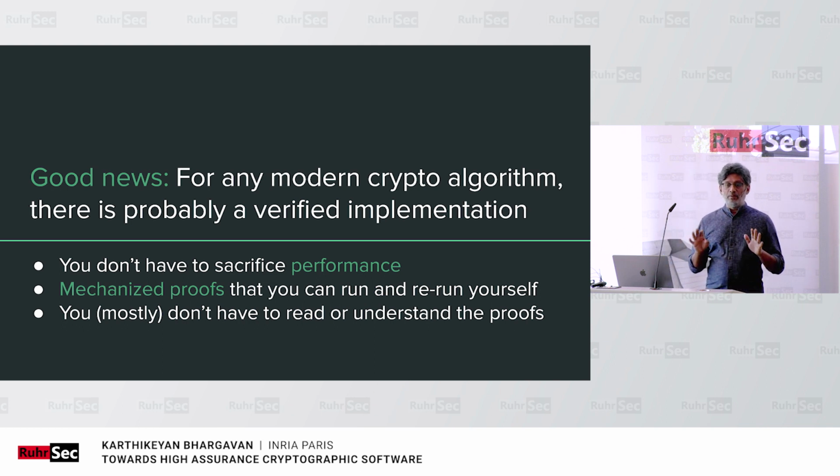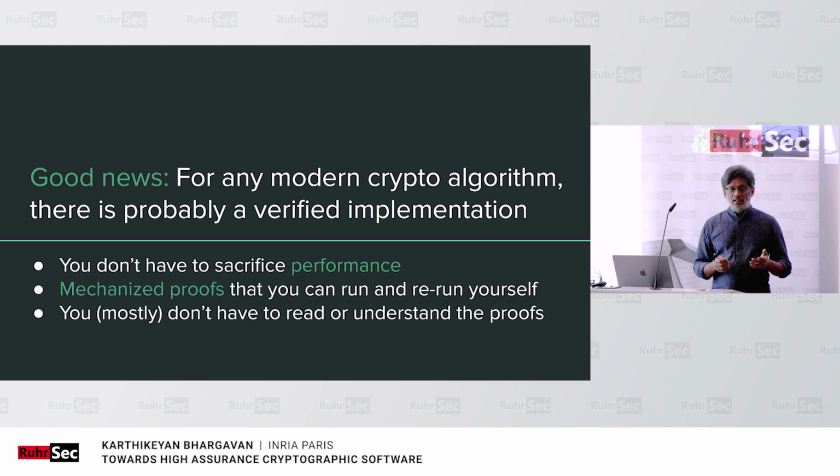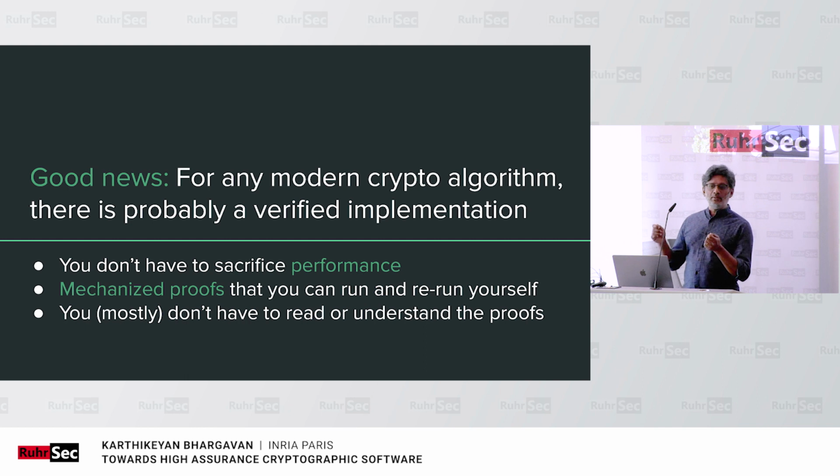A lot of the implementations which are formally verified are as fast as, and in some cases faster than, unverified crypto. So there's no sacrifice of performance. The proofs are all mechanized, which means that you can run and rerun them yourself. And if you want to make some cosmetic change because in your company you like to use a certain variable naming convention, you can make the cosmetic change and rerun the verification just to make sure you didn't screw something up. Okay? And for the most part, you don't have to read or understand the proofs or the code. You can just use it as a black box.